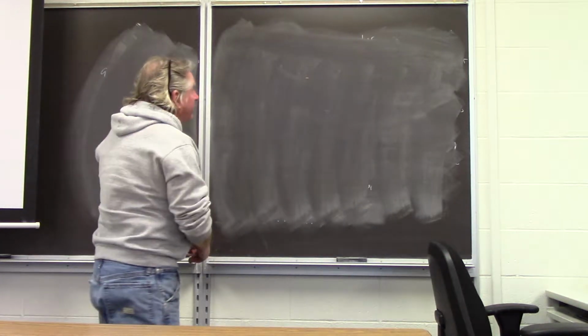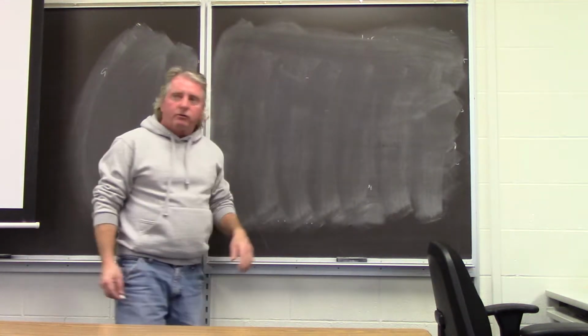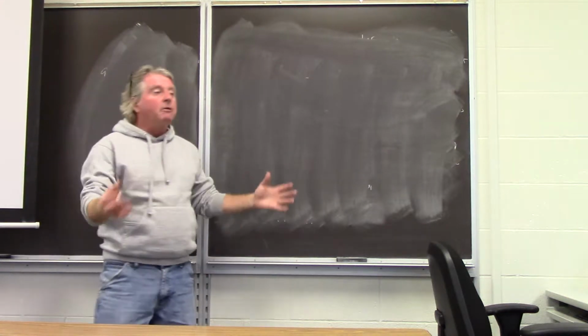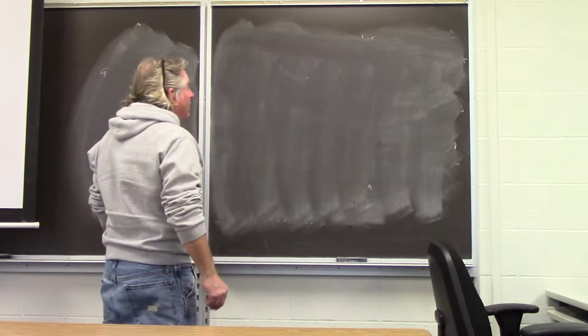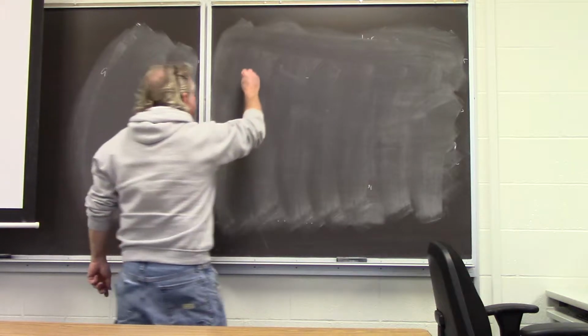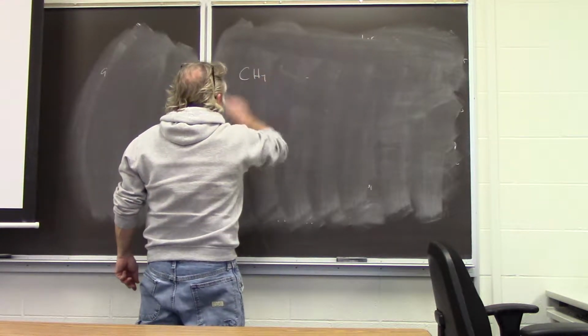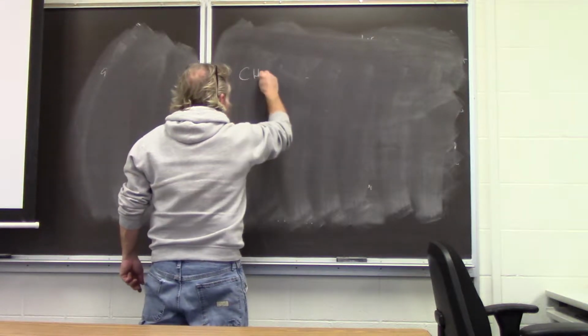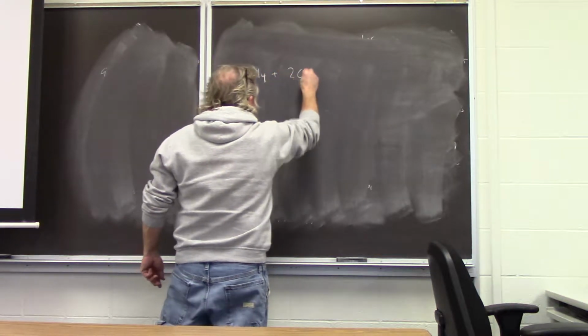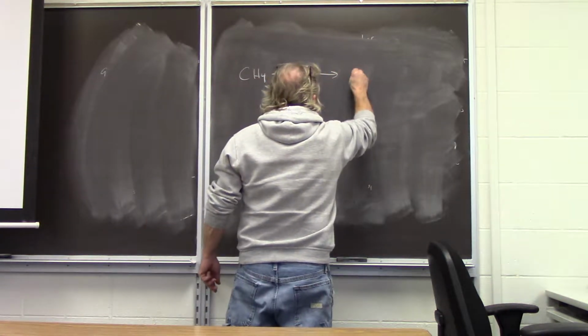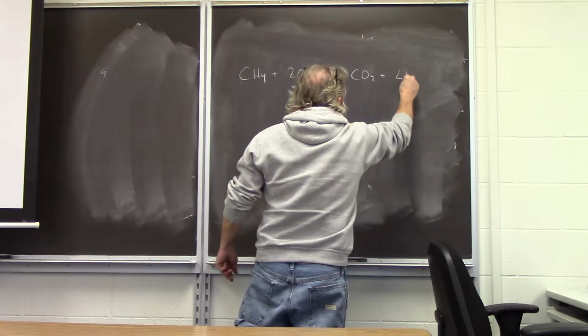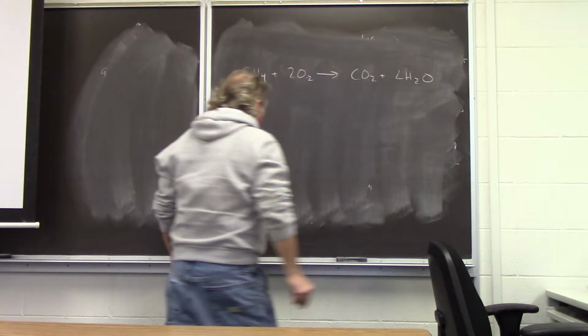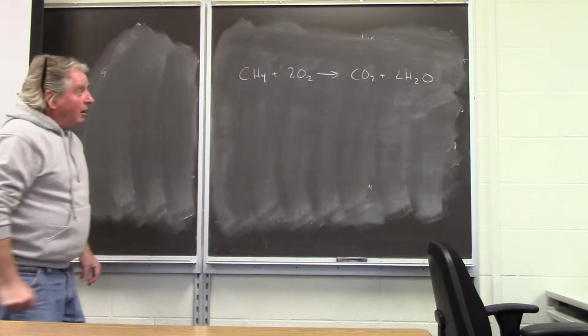Okay, the next part here is to apply this to stoichiometry in terms of chemical reactions. So I'm going to write a chemical reaction and take a look at it. So methane, combustion of methane. So here's the balanced equation. All right, take a look at this.